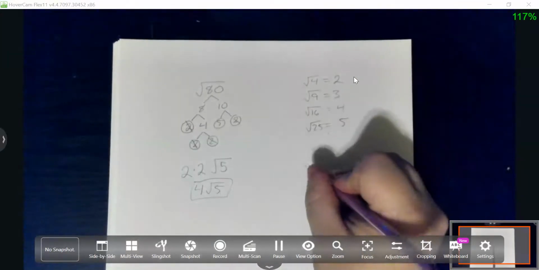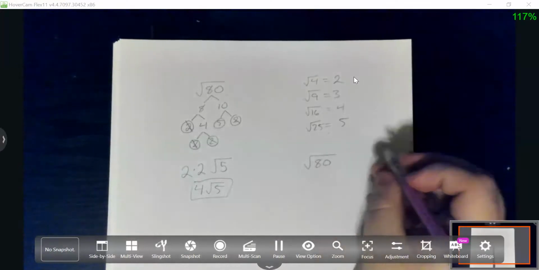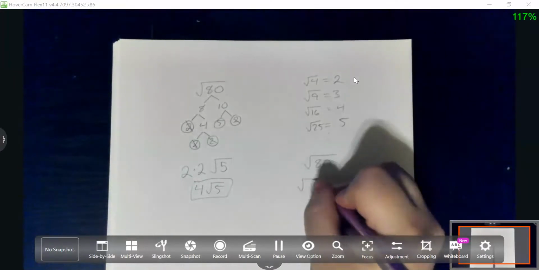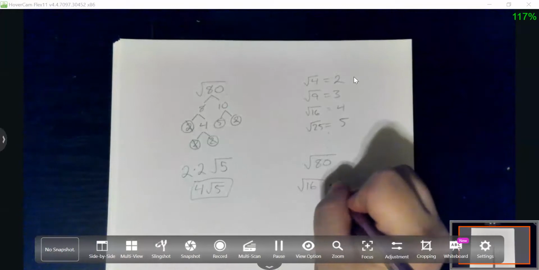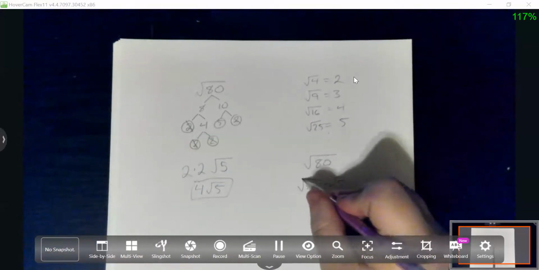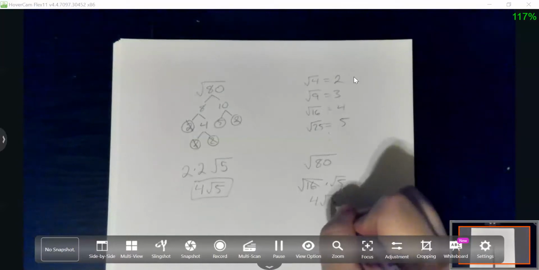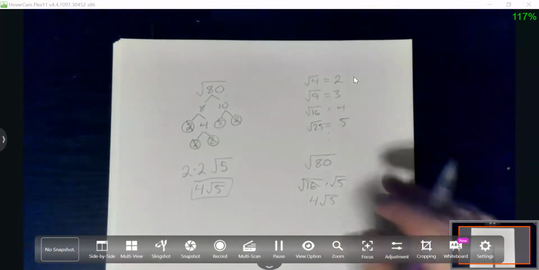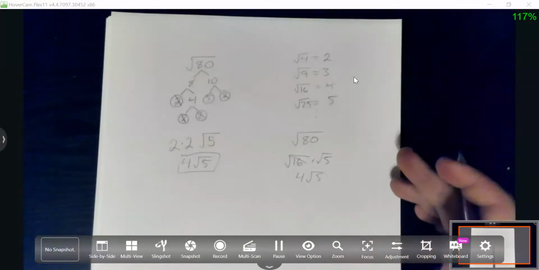As an example, that same square root of 80, we can break up and say that's the square root of, say, 16 times the square root of 5, because 5 times 16 is 80. And then we know the square root of 16 is 4. So we'd get that same 4 root 5. It doesn't matter what order you do it in.